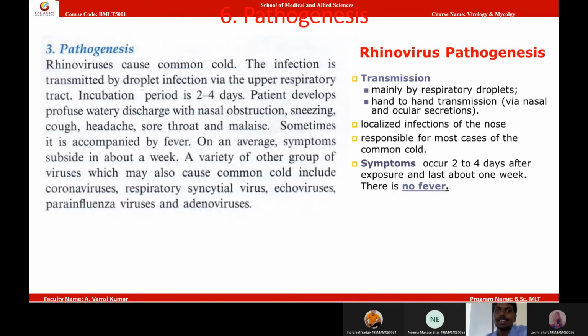Next, pathogenesis. Pathogenesis, write bullet points, everyone. Entry of virus through droplets. Then arrow. Next point. You can write like this: entry of virus through droplets.